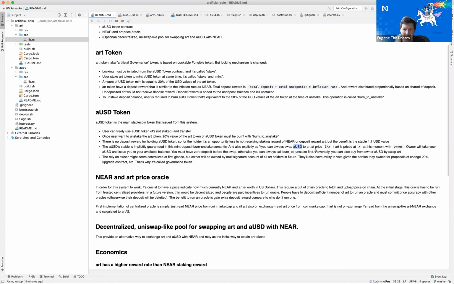So you can always swap at the rate where the owner comes in. So I'm not sure how the multi-stake works, and then they say the owner is centralized, but then it's going to be a multi-signature account of all art holders, but it's unclear how fast they can react to the actions. So you must have a zero deposit, otherwise you can just burn to unstake. And then there's an oracle that pretty much feeds the price right now.